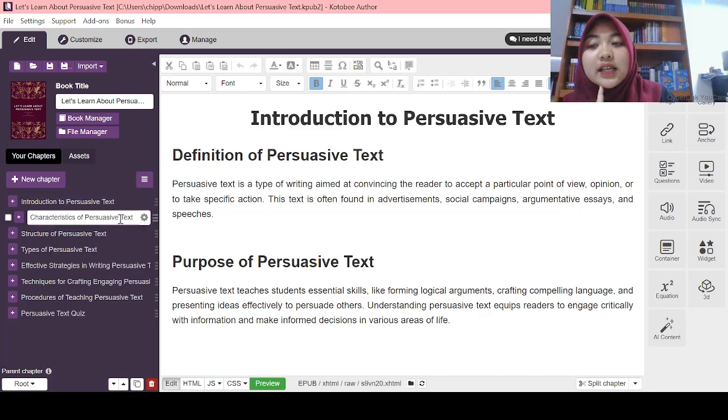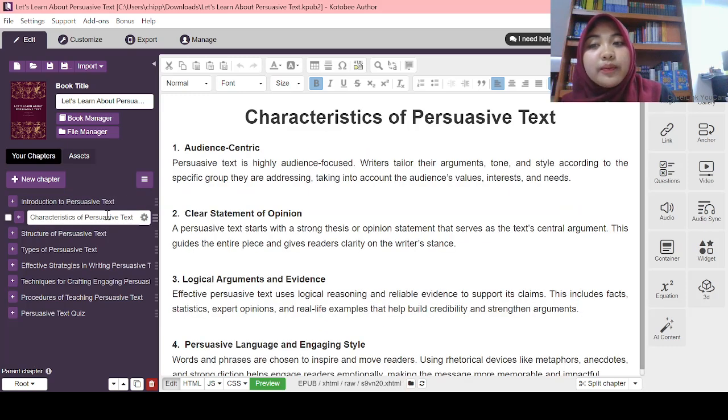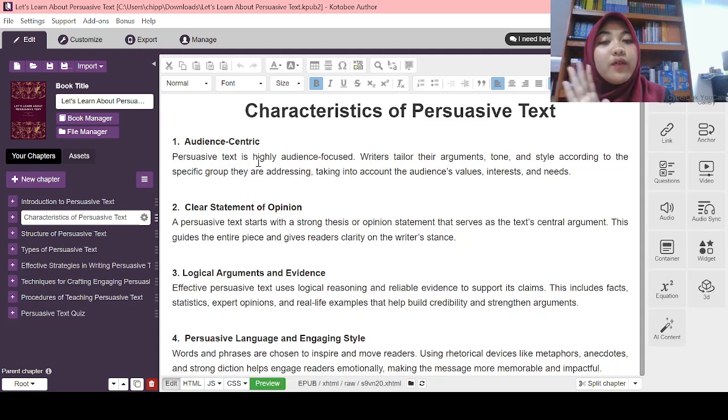Next, the second chapter in this book is characteristics of persuasive text. The characteristics of persuasive text are divided into four groups. The first is audience centric, the second is clear statement of opinion, the third is logical arguments and evidence, the fourth is persuasive language and engaging style. There will be an explanation about the characteristics of persuasive text.